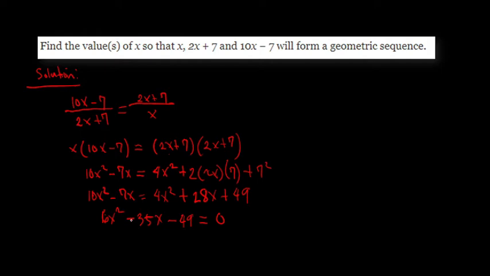Now, the next thing we need to do is to factor this out. So, x minus 7 times 6x plus 7, plus pala, plus ito, equals 0.